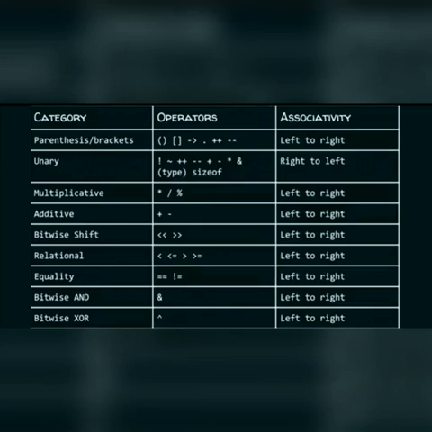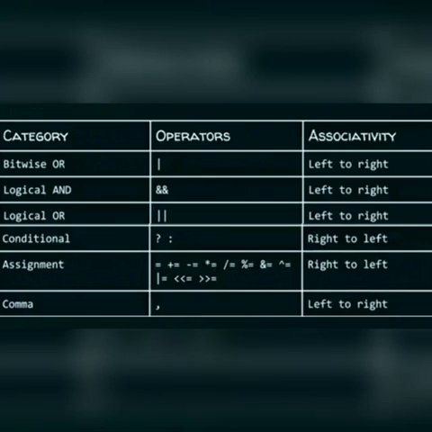Then bitwise shift, relational, equality, bitwise AND, bitwise XOR, all their associativity is from left to right. Followed by that we have bitwise OR, logical AND, logical OR, conditional, assignment, comma categories. Here the associativity of conditional operators is from right to left. Similarly, assignment operators are also right to left.